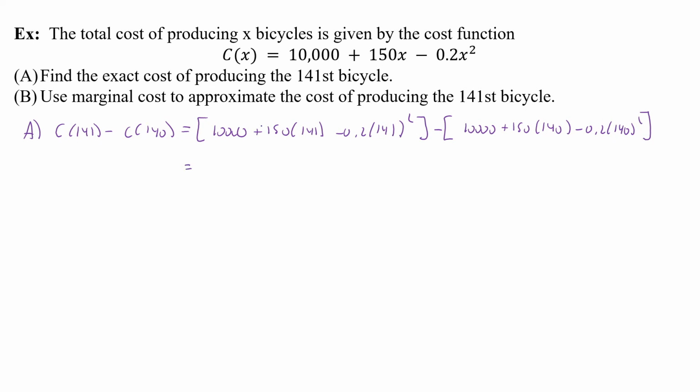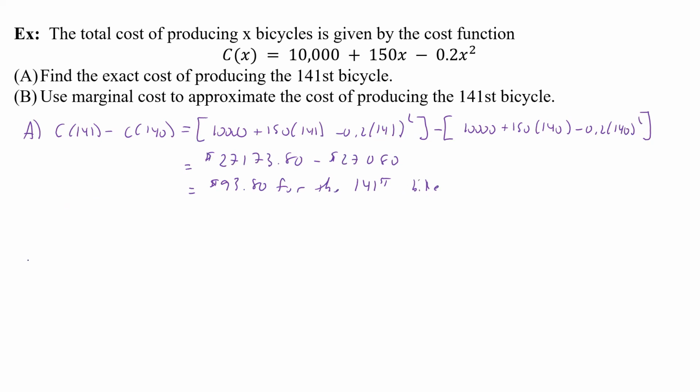Now, to save time and having to type all that in, I've calculated that. That's going to be $27,173.80. This one is going to be $27,080. And if we do that difference, that's going to be $93.80 for the 141st bike. Okay, so that's the exact cost.